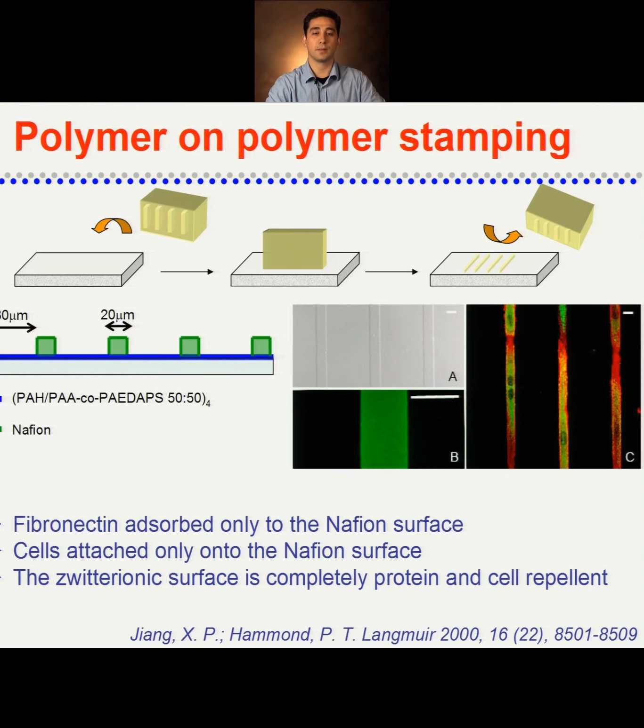Taking advantage of this behavior, we made a surface that has the zwitterionic copolymer as its outermost layer, and on top of that surface, using a micro-patterned stamp, we stamped 20 micron strips of Nafion. If you look at panel B, you can see that fibronectin only adsorbs on the Nafion strip. In panel C, you can clearly see that the cells only attach on the Nafion strip. The zwitterionic surface was both protein and cell repellent.